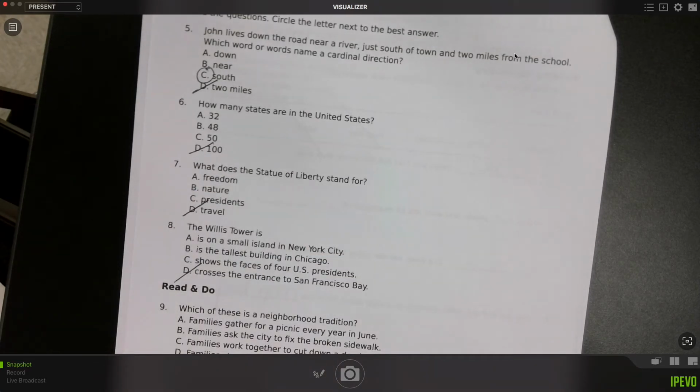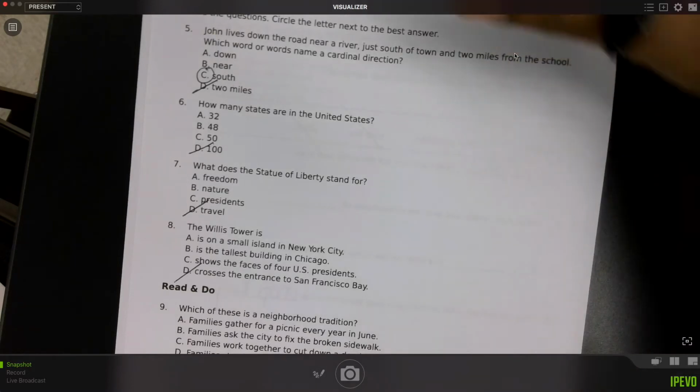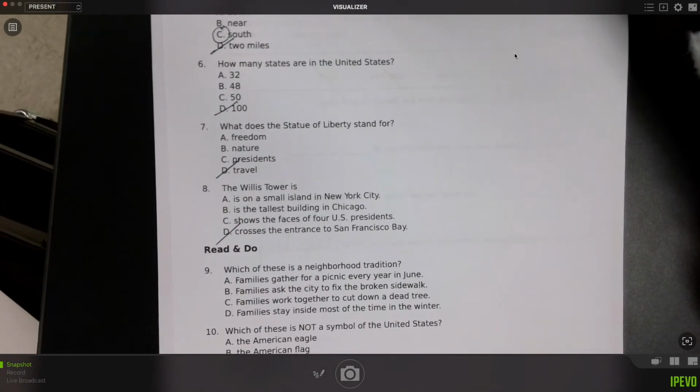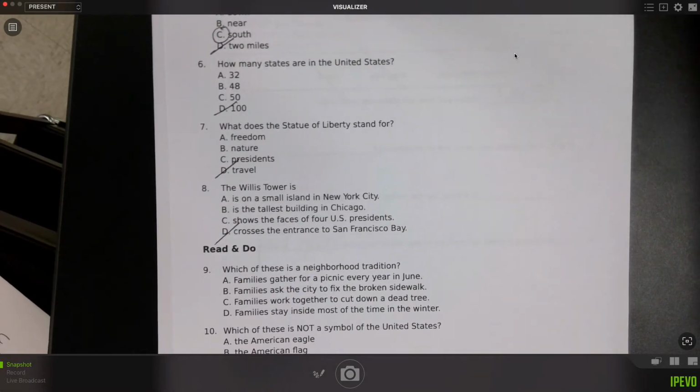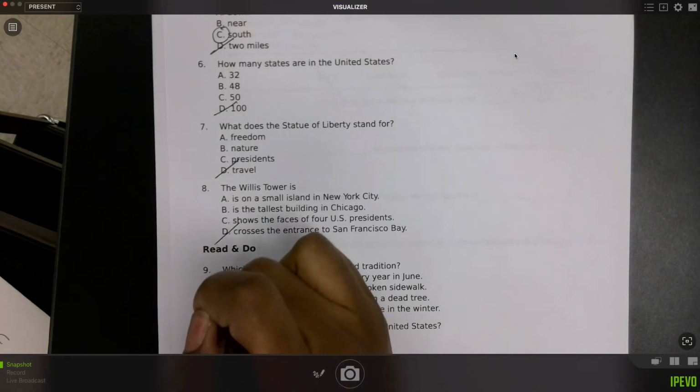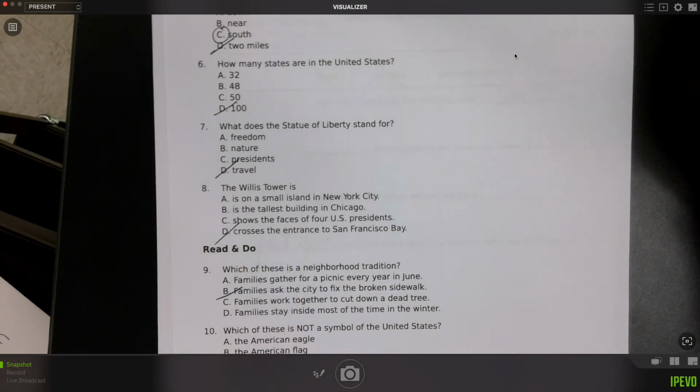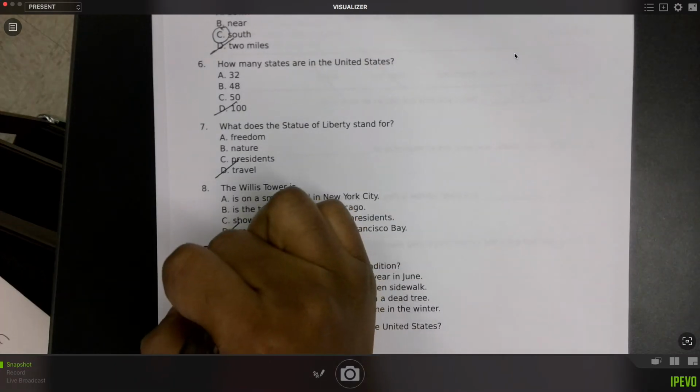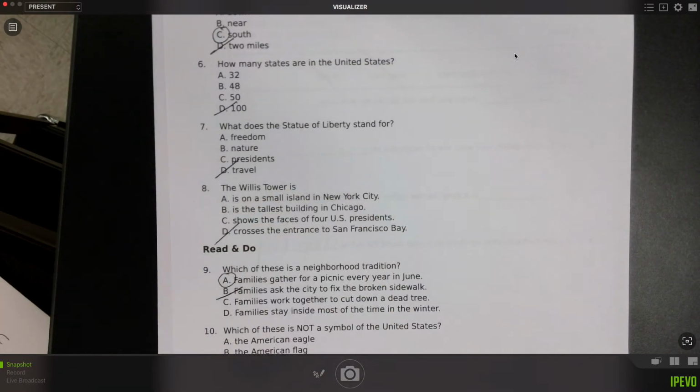Number 9, it's read and do. Which of these is a neighborhood tradition? Guys, remember, tradition is something that we do like once a year or once every 6 months. So, which of these is a neighborhood tradition? A, family gathers for a picnic every year in June. B, families ask the city to fix the broken sidewalk. That's not a tradition. C, families work together to cut down a dead tree. D, families stay inside most of the time in the winter. I would say A is a tradition. They gather for a family picnic every year.